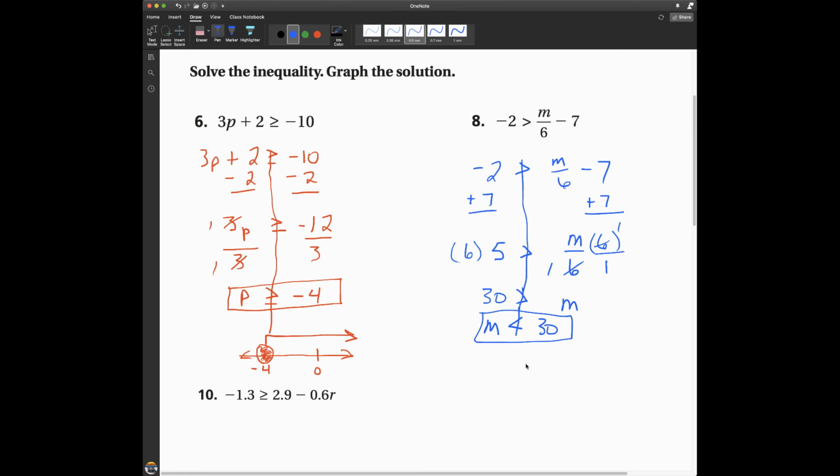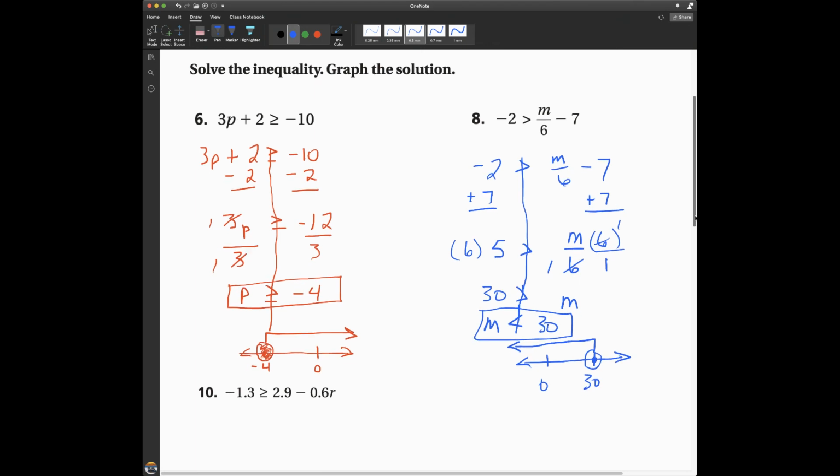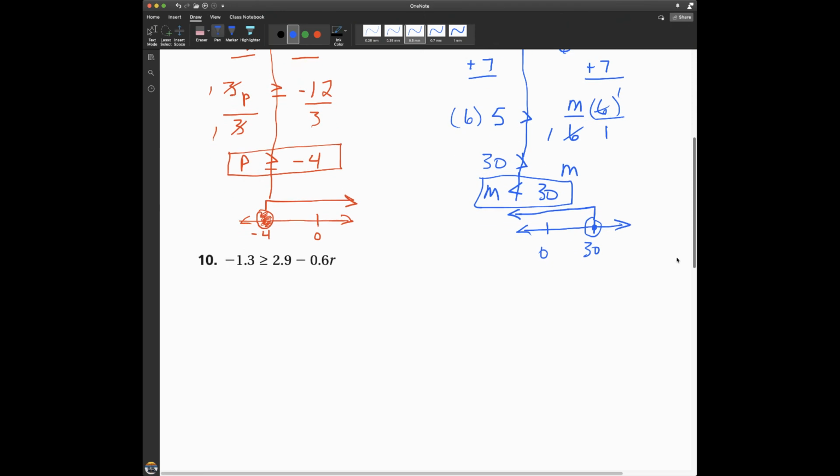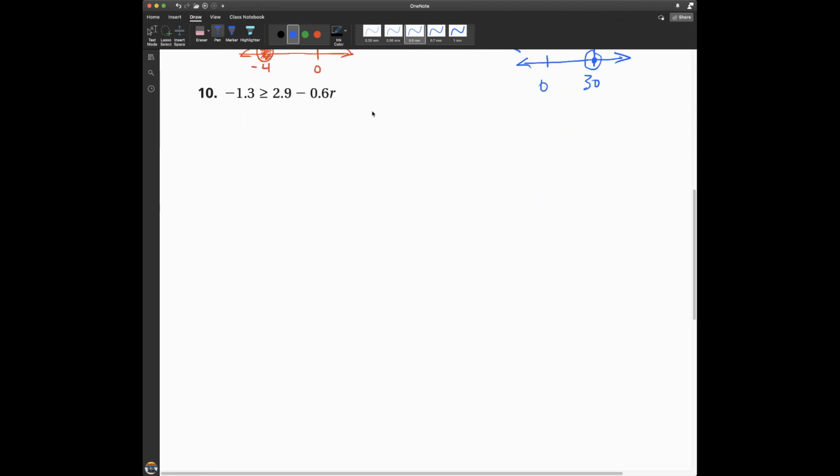And we can go ahead and graph this one. So 30, I can put that right there. Here is 0. I put a circle around this. I'm going up and to the left to show less than. I don't color in the circle because it's not less than or equal to. M is just less than 30. All right, so let's move on and let's take a look at number 10.